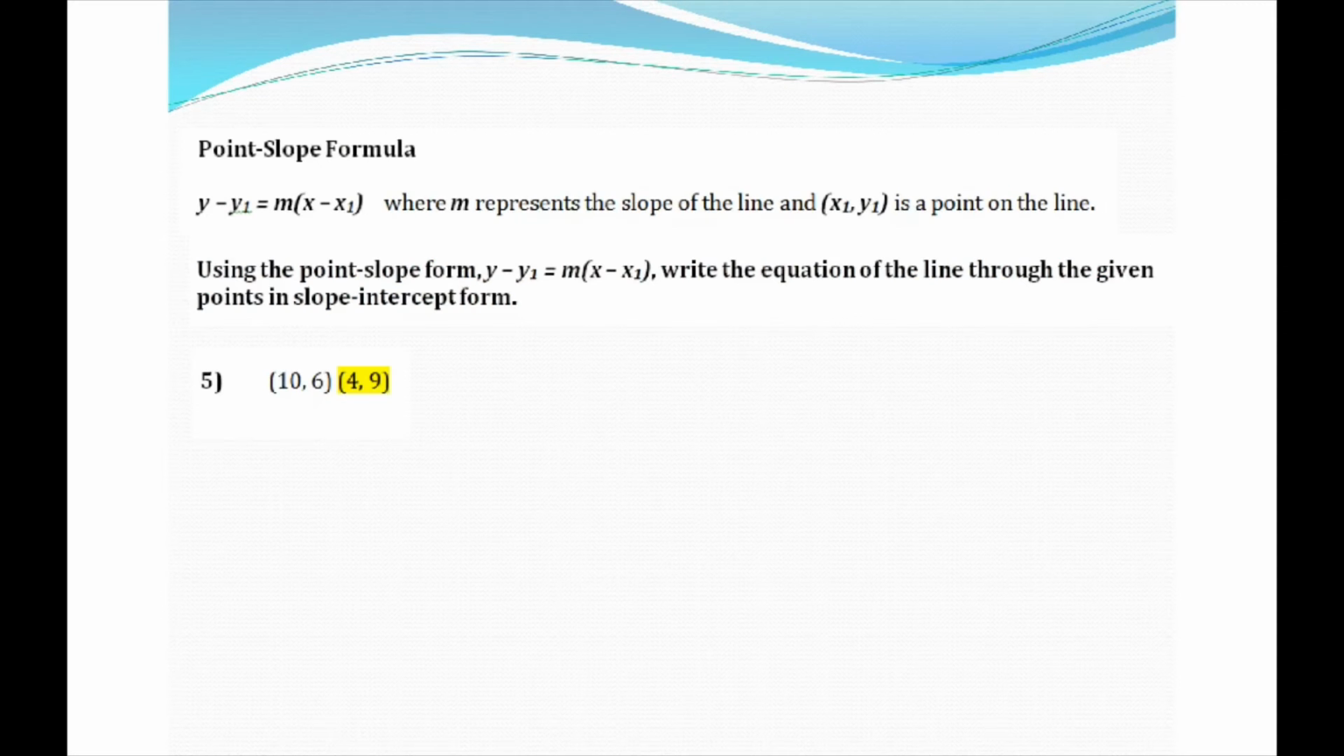Okay, now we're going to have another situation where we're not given the slope. We're going to be given 2 points. So I'm asking you, what's the equation of the line that goes through these points? 10, 6, and 4, 9. So I want the equation of that line.